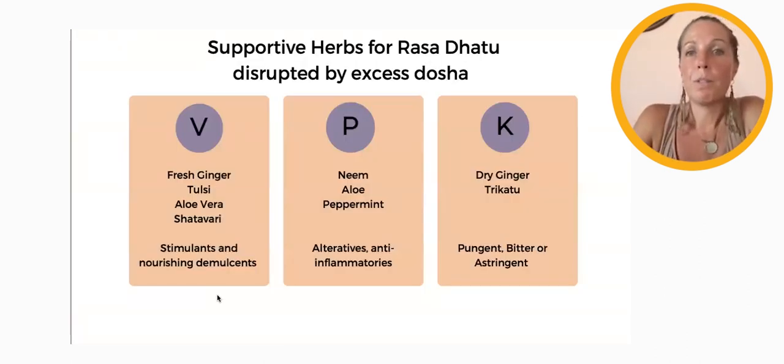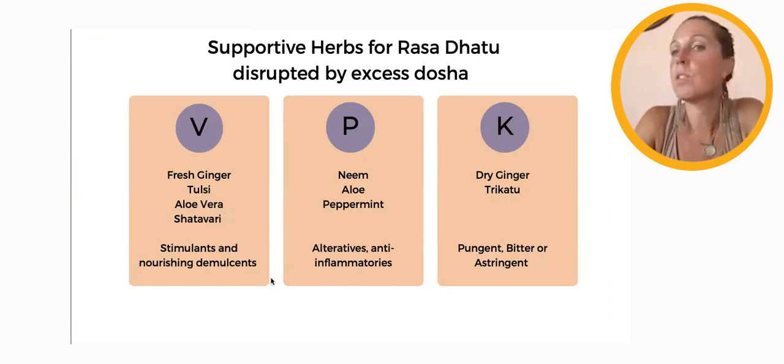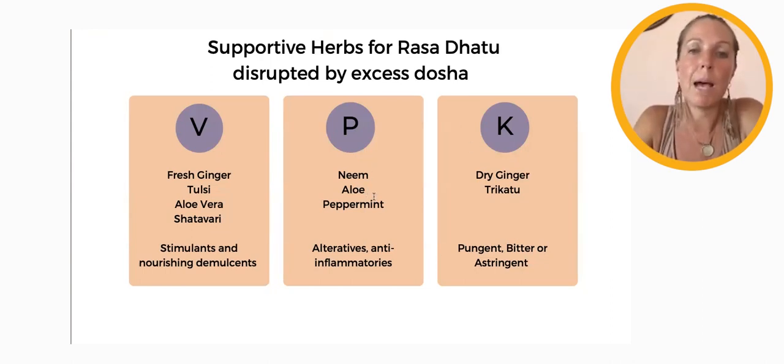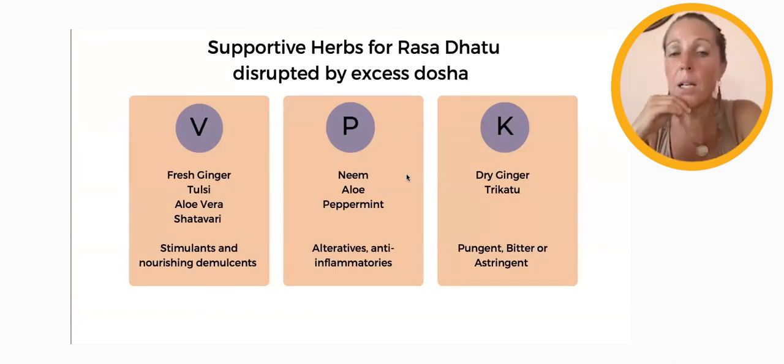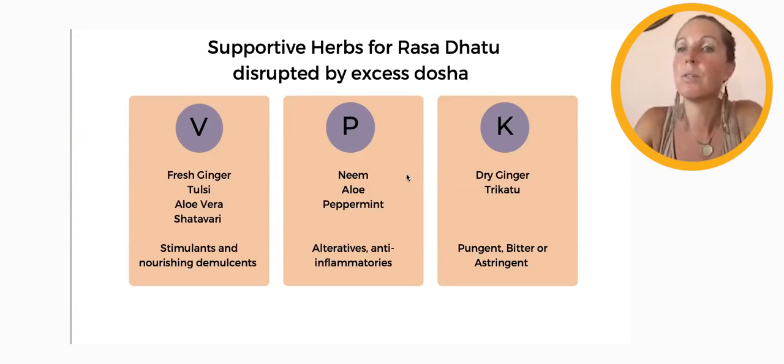So supportive herbs for rasa disrupted by excess dosha. So specifically for vata, we would use fresh ginger, tulsi, aloe, shatavari. These are going to be stimulating and nourishing to the mucous membranes. So they're going to be really soothing. For pitta, we'd use neem, aloe, and peppermint that are more cooling to the blood, alteratives and anti-inflammatories. And for kapha, you use dry ginger and trikatu, which are going to be more pungent, bitter, and astringent. Okay.